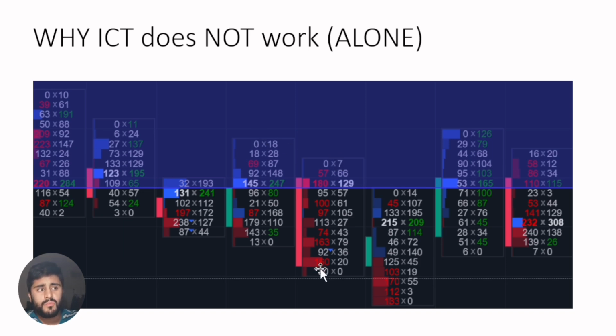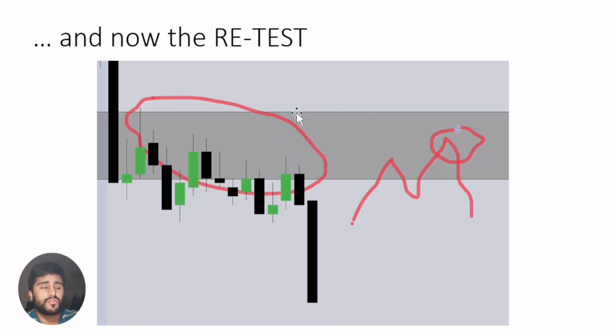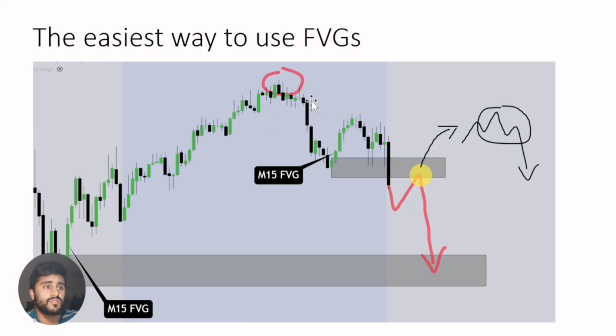And then we see the market breaking lower. Just from an order flow perspective, what's going on is we see these aggressive buyers failing to drive price higher, failing to drive price above this key level, this gray box over here, which was actually this gray box over here. The 15-minute fair value gap.